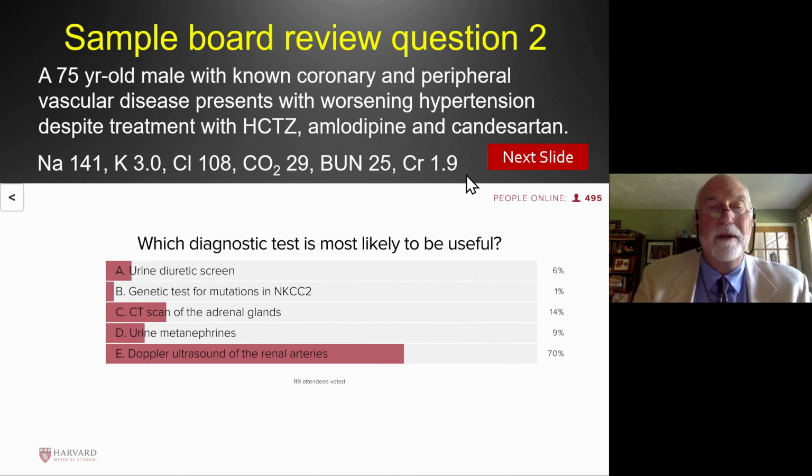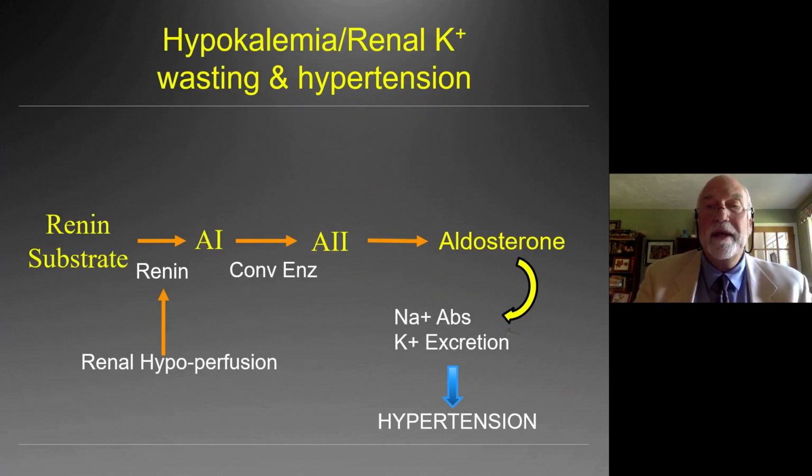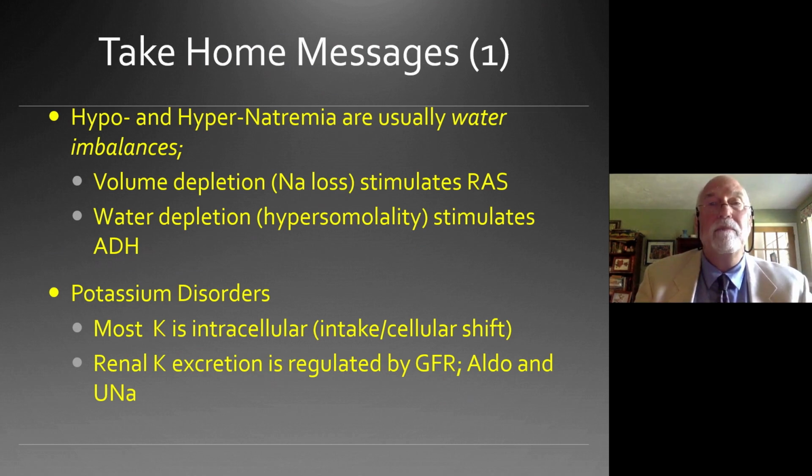It looks like most people have the correct answer of a Doppler ultrasound. Some people were thinking maybe a primary hyperaldo or a diuretic screen. So the correct answer here is a Doppler ultrasound of the renal arteries, and the reason is the low potassium in a host who has vascular disease, where you might be expecting this. So this is good. I'm going to finish just a minute or two over.